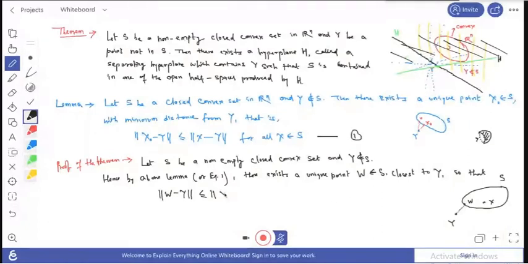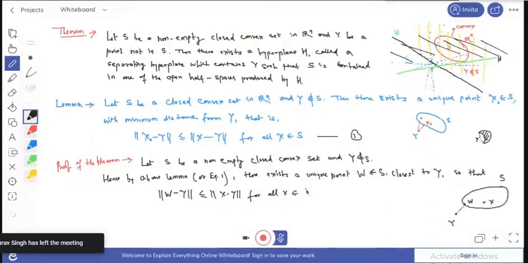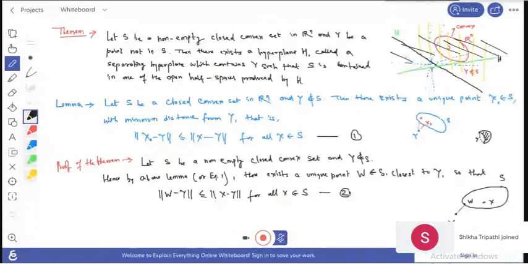This means norm of w minus y is less than or equal to norm of x minus y for all x which belongs to that closed convex set S. So this is equation number two.